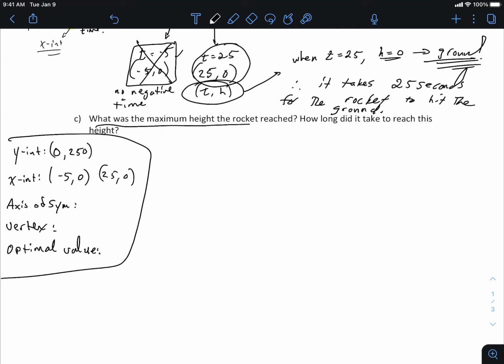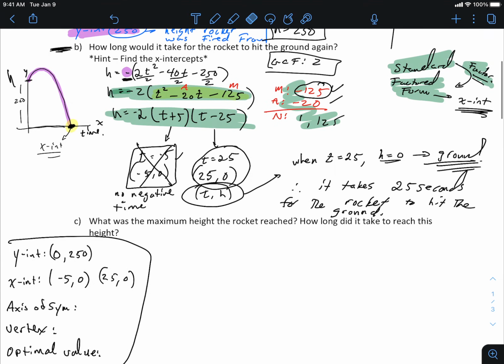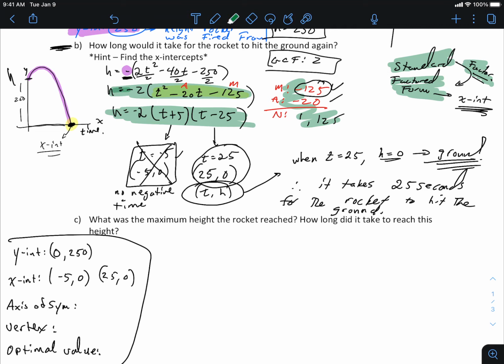What is the maximum height the rocket reached? Well, if I look at my picture, my maximum height, a max, optimal value, maximum, occurs right here, somewhere, right? The maximum height is right here of the rocket, right? How long did it take to get to the maximum height? That's just a time value, right? How do I figure out what this is, or what this is? What is this thing called? It's an axis of symmetry.